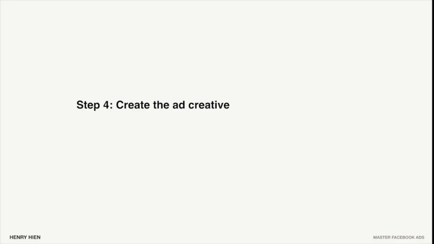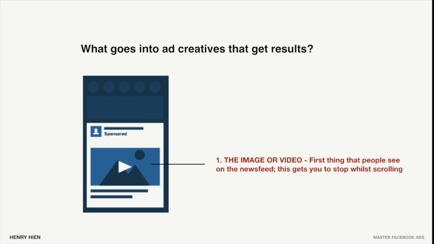Step 4 is after you've now decided on what the ideal offer for that person or that person in the audience is, you want to create your ad creative, which is going to go on Facebook. So step 4, create the ad creative. What goes into ad creative that gets results?